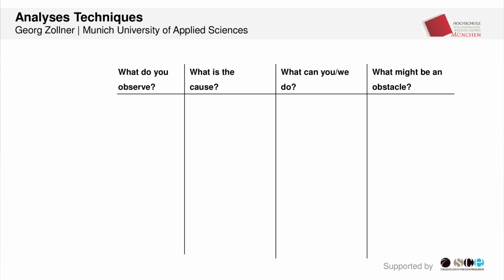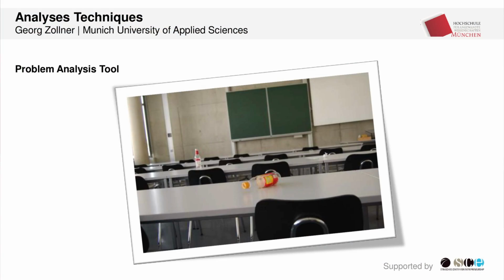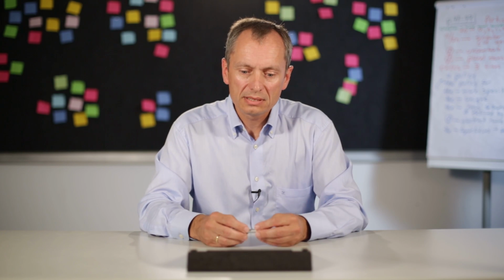In order to show you how this simple tool works, I have an example for you. Have a look at the next photo. It's a photo which I have taken in one of my classrooms after my lecture. So, what do you observe? The room is empty, the students have left, the teacher has left. But you see that some plastic bottles are on the desk. So let's focus on this little thing. There are plastic bottles on the desk, and let's see how we can overcome this little problem.